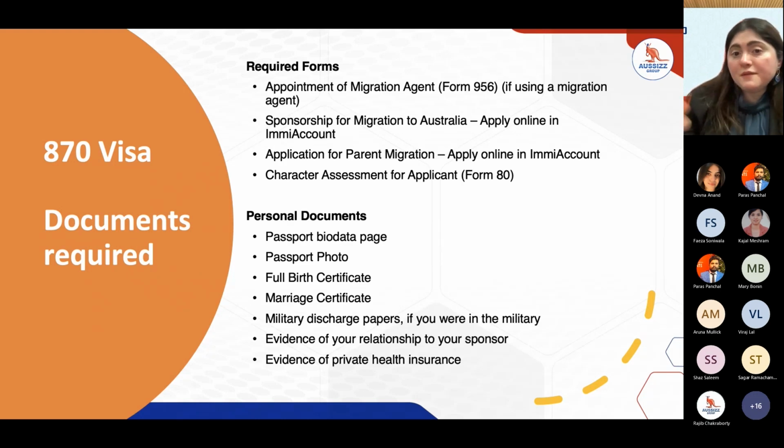Okay, the form 956, if you're hiring a migration agent, it is an online application, so you don't need to fill up the paper. The form 80, which is the character assessment for applicant, that is mandatory. This is for the main applicant. Passport photo, passport copy, birth certificate. Birth certificate is very important to show your relationship with the sponsor. Marriage certificate and the evidence of relationship to your sponsor, and health insurance. Health insurance is mandatory.